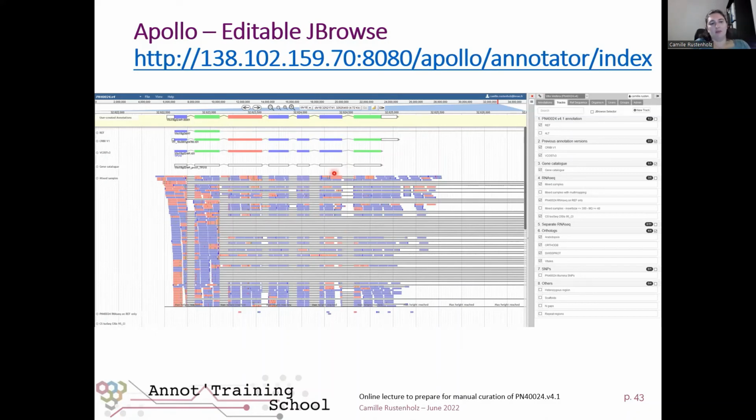But the specificity of Apollo is that you have this yellow card here, where you can make some edits, and this is impossible if you are only using a regular JBrowse. So Apollo allows you to make some edits, and this is what we need. The Apollo we are going to use is available with this link, and you'll have to use a login and password that we're going to provide you during the training school.